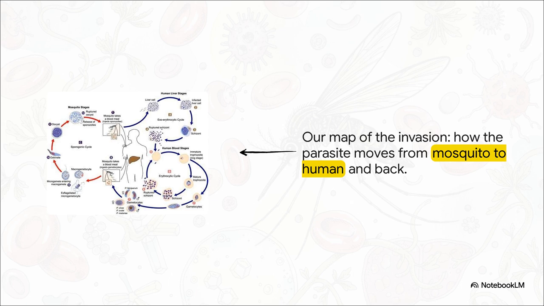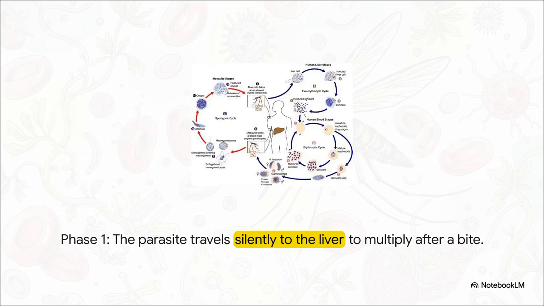Let's trace the path. So it all starts right here, with that bite. The parasites get injected into your bloodstream and immediately go into stealth mode. They make a beeline straight for the liver. And why the liver? Well, it's the perfect hideout for them to multiply, building their numbers from just a few invaders into a full-blown army, all while your body has no idea they're even there.